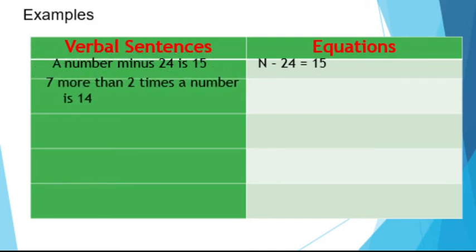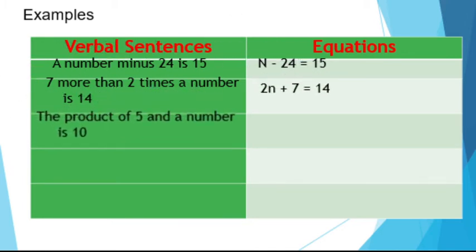Next, you have 7 more than 2 times a number is 14. A number, 7 more than 2 times. So how many operations? There are 2: multiplication and addition. So that is 2x or 2a, 2b or any letter, plus 7 equals 14.